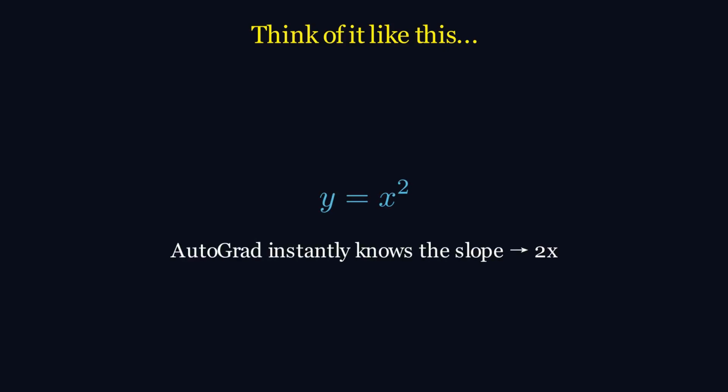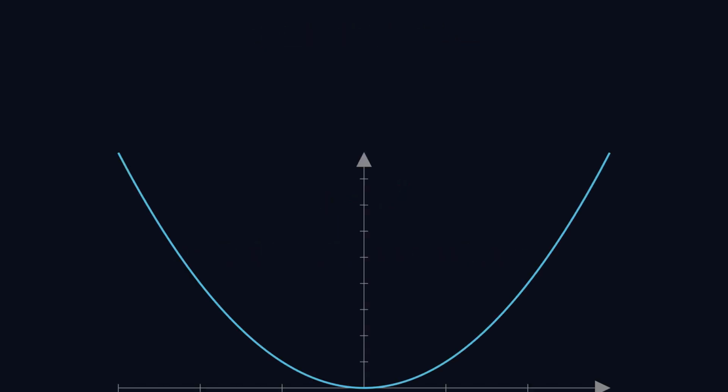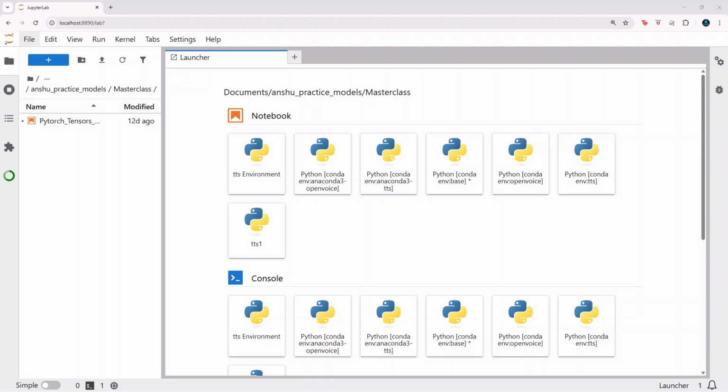Now, coming back to Autograd, think of it like this. If you have a function y equals x squared, Autograd can tell you the slope is 2x without you manually doing all the calculus. Now let's see all this in action. We'll create a tensor, perform operations, and let Autograd compute the gradient for us. And then next, we'll see how gradients flow through real models and how .backward() actually triggers backpropagation across multiple layers. So let's get started and write some PyTorch code and see how Autograd actually works.